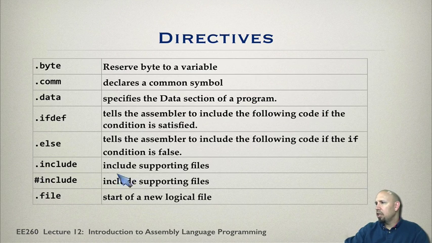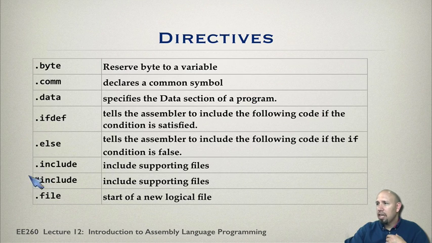.include is like a C include. It'll include supporting files. Notice that you can either use the dot or the pound. And for a lot of these directives, the pound actually works similar to the dot, but they're not the same. And to be honest, I don't know the difference between the dot and the pound. Maybe someone that's wiser than me can fill me in on that. But anyway, sometimes you'll see in code that they'll use the pound, sometimes they'll use the dot.